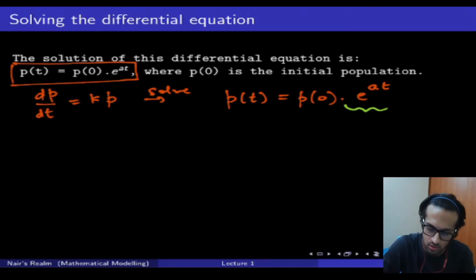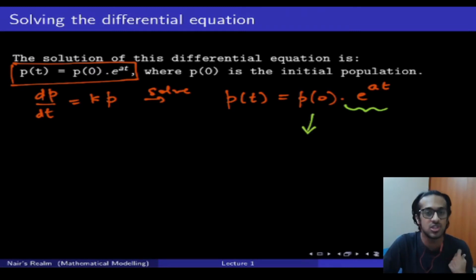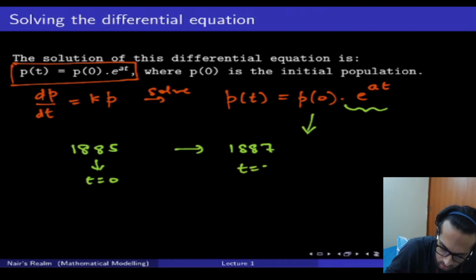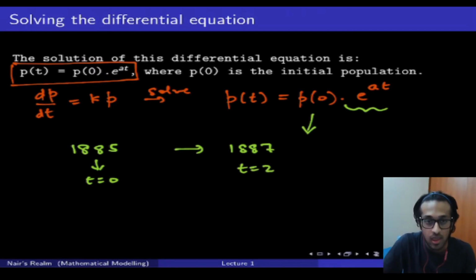The second thing you might ask is what is P of 0? P of 0 is essentially the initial population. What I mean by initial population is that, let's say we were considering the population growth from the year, say, 1885. This is t equal to 0. In that scenario, 1887 would be t equal to 2. This is the time t equal to 0 and this would be t equal to 2.